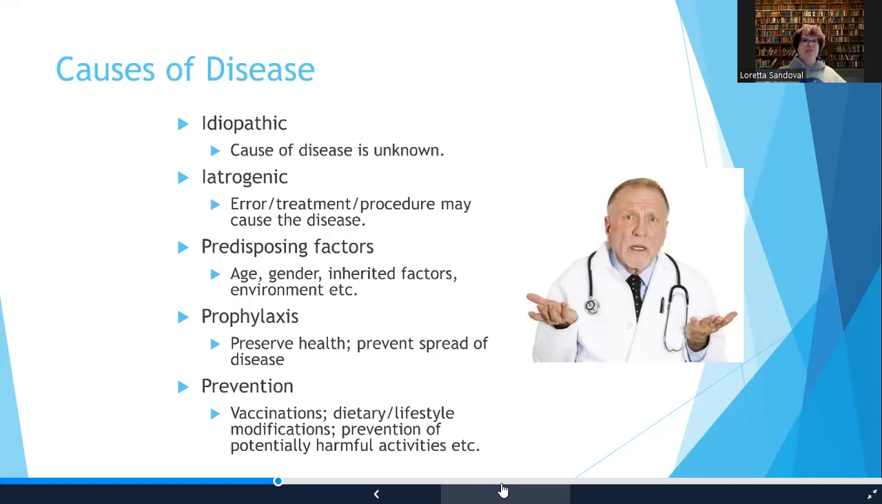Wearing your seatbelt is prevention. Eating a healthy lifestyle and getting enough sleep is prevention. Hydration is prevention. Vaccinations are prevention. So those are all good things. We like them.